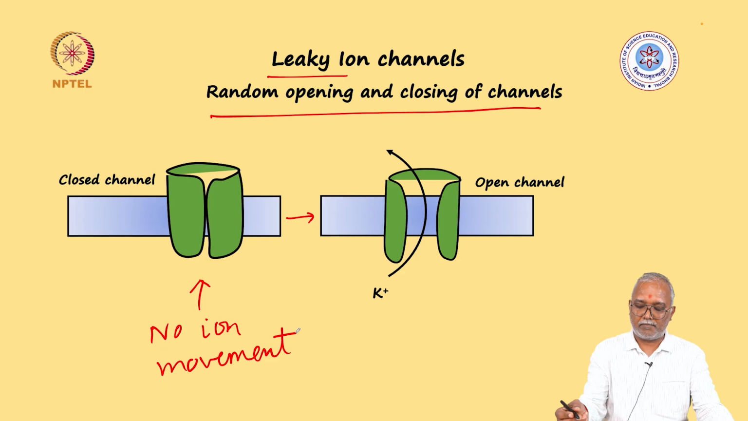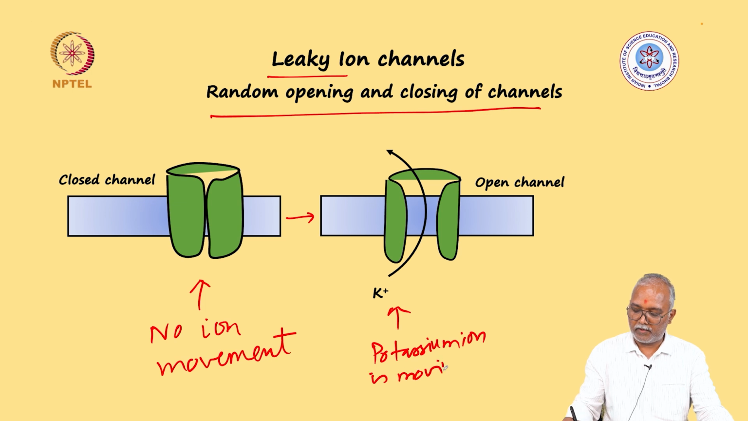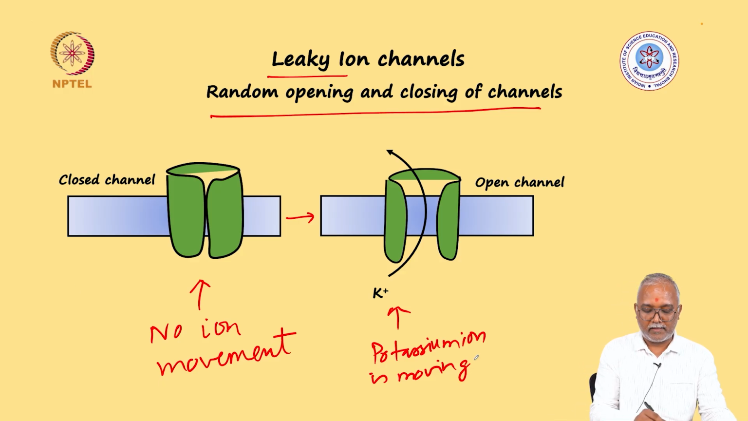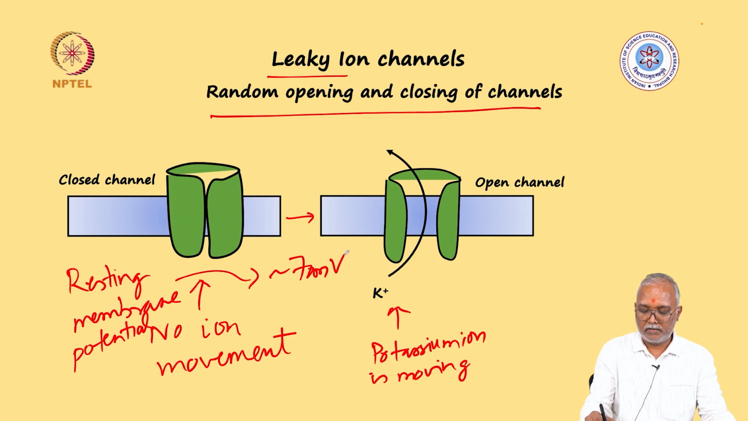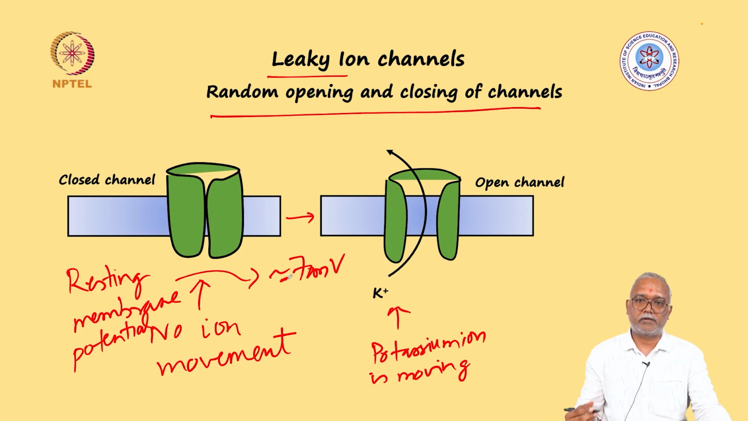But when it opens randomly, it allows movement of ions. Like in this case, you see potassium ion is moving out. Such channels will be present on the neuronal surface, which will be enabling that resting membrane potential formation. We know that resting membrane potential is around 70 millivolt negative. It is because more positively charged ions are accumulated on the outside of the plasma membrane or neuronal surface.